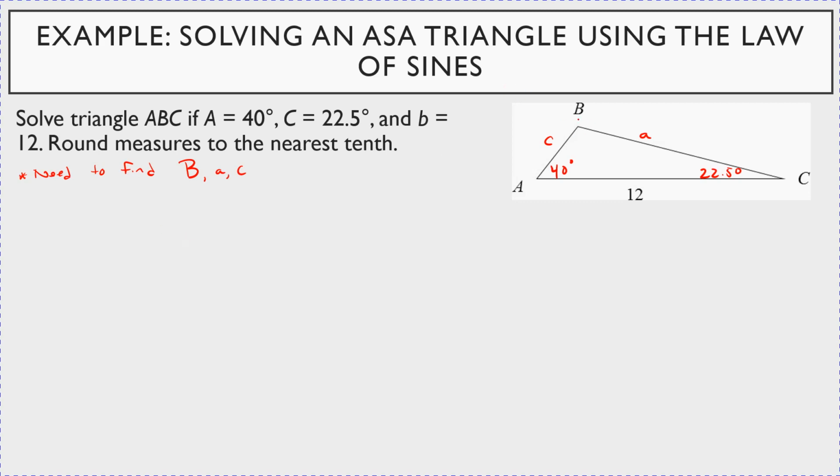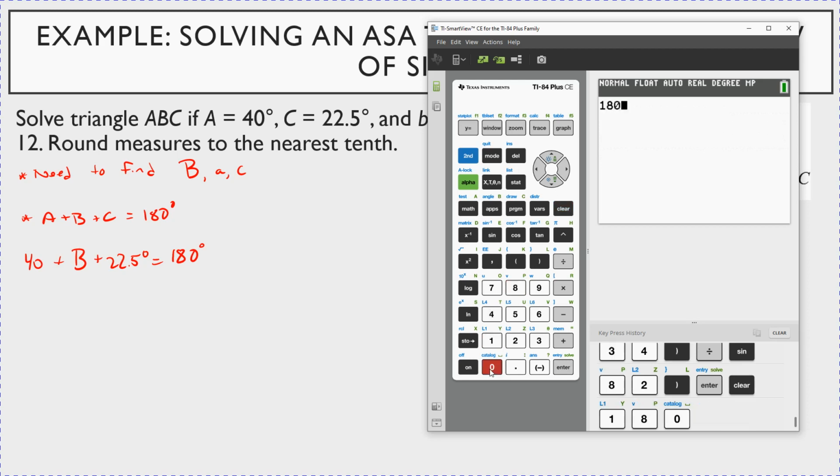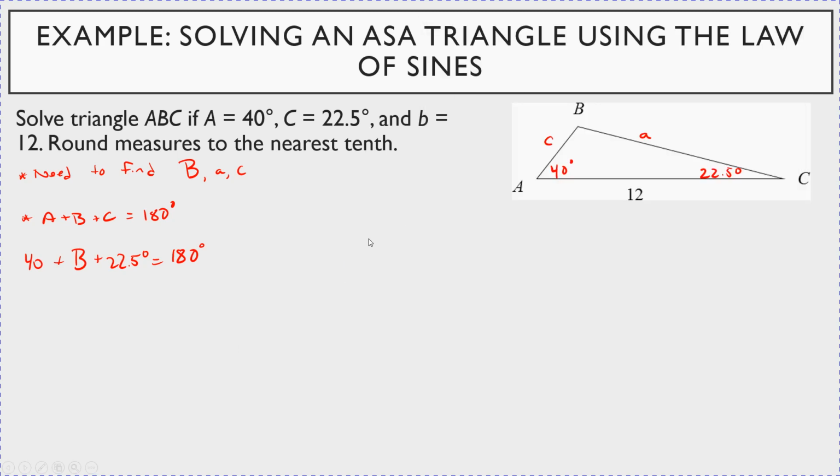All right, so the easiest one to start with is find the angle. So look, I've got 40 degrees. I'm going to find B plus 22.5 is equal to 180 degrees. So grab your trusty calculator here. 180 minus 40 minus 22.5. Okay. So here, you know, we have an obtuse angle. Okay, so it's 117.5 degrees.